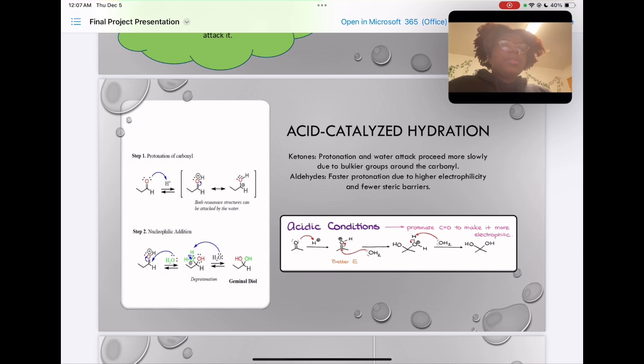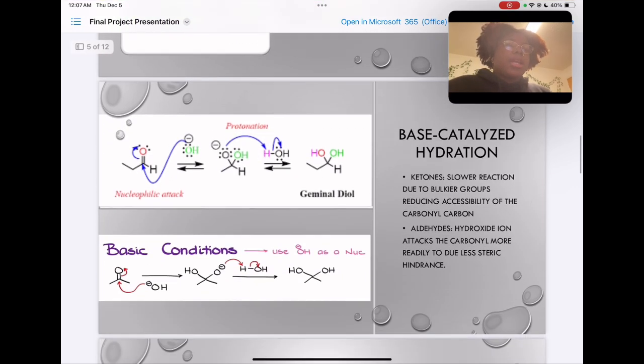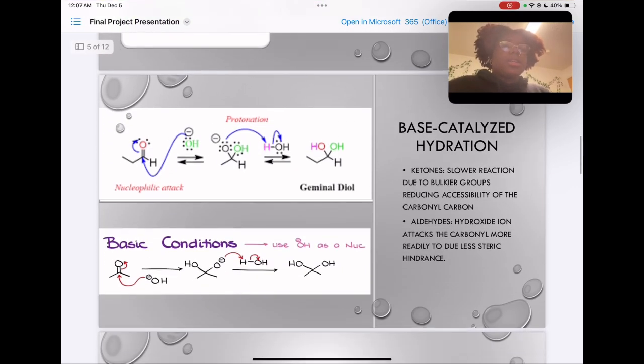And then on to the next slide, we're talking about base catalyzed hydration. So again, the picture on the top is going to be your aldehyde. The picture on the bottom is going to start with your ketone. Base catalyzed hydration is going to be similar to acid catalyzed hydration. The only difference is you only have 2 steps.